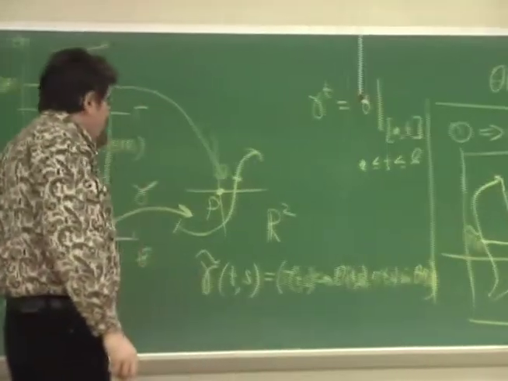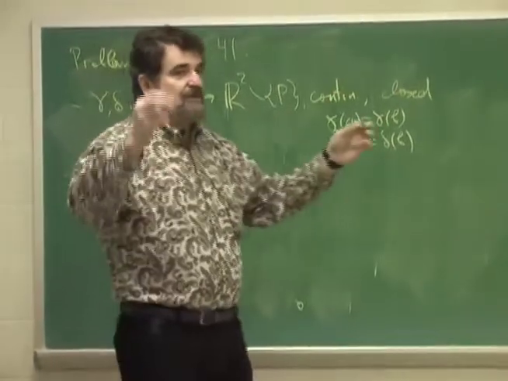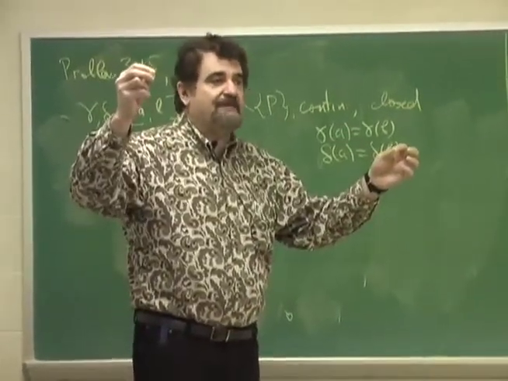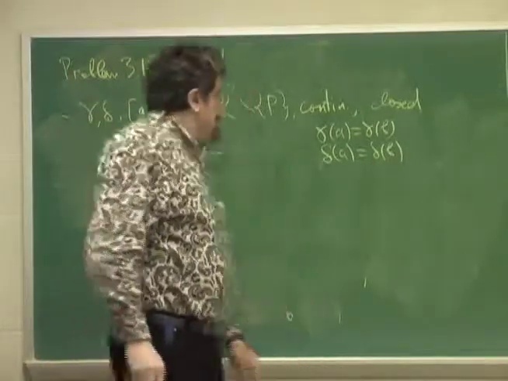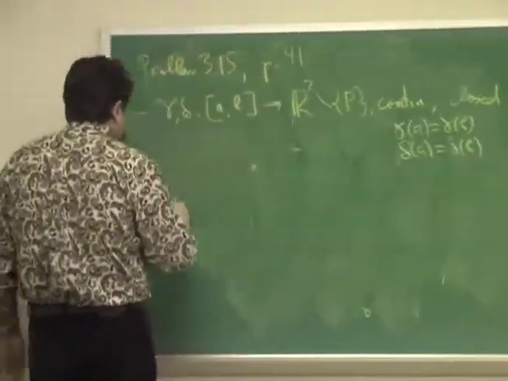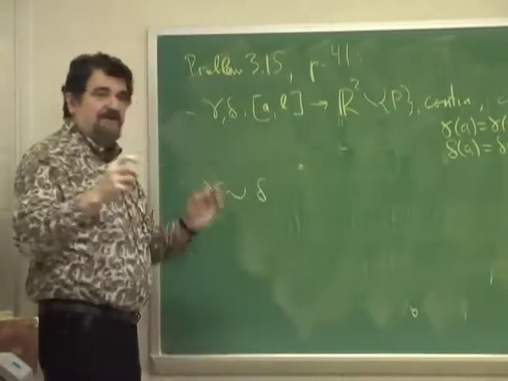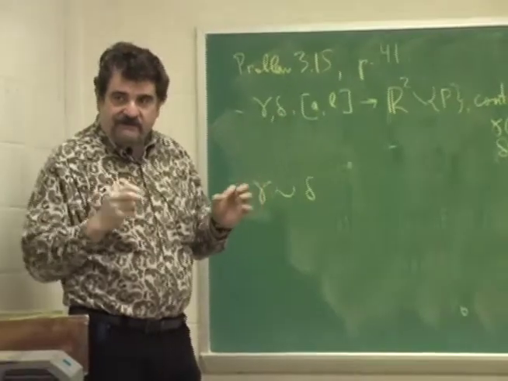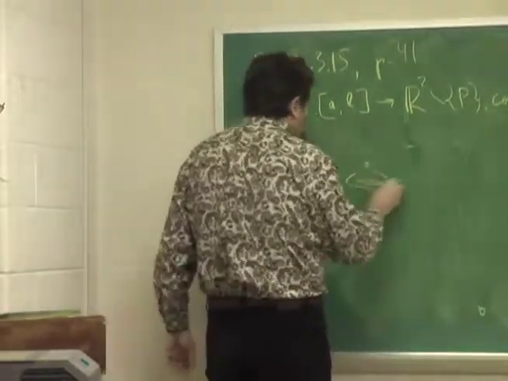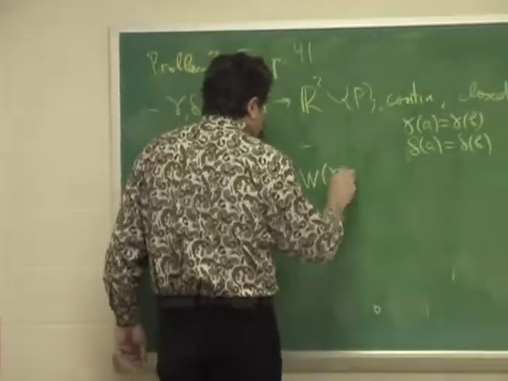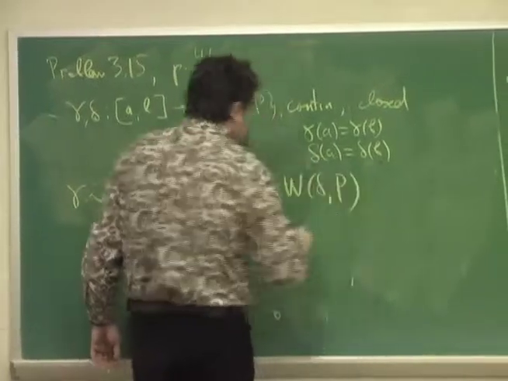Very good. Now actually it seems to be the same problem, but now the two curves do not have the same endpoints, but rather they are both closed. And then the following: gamma is homotopic to delta as closed paths. There is a different kind of homotopy. You remember this? If and only if the winding number W(gamma, P) equals W(delta, P).